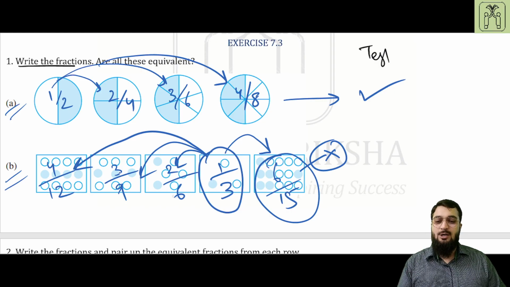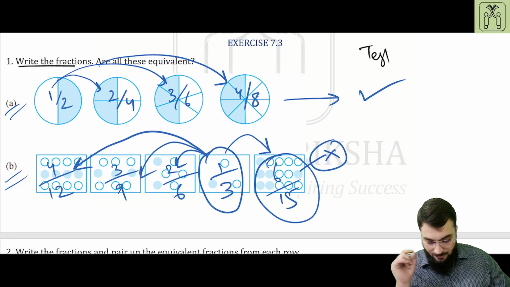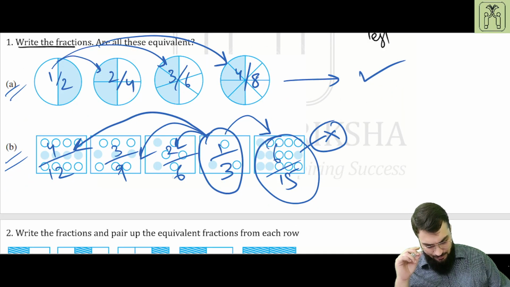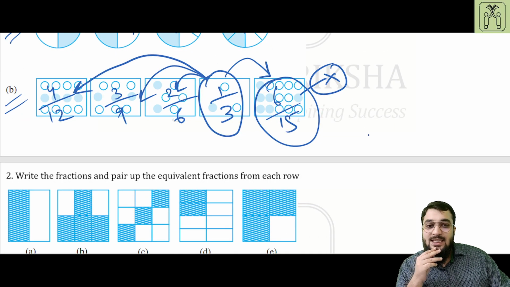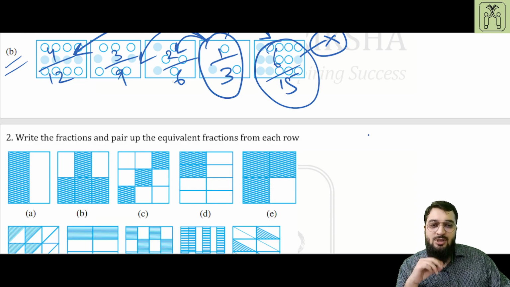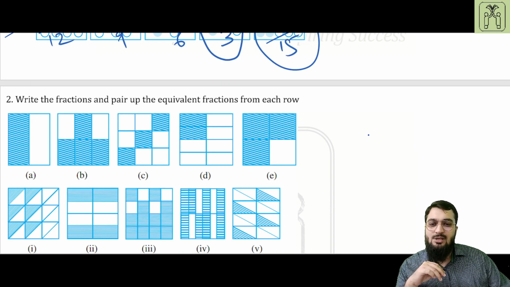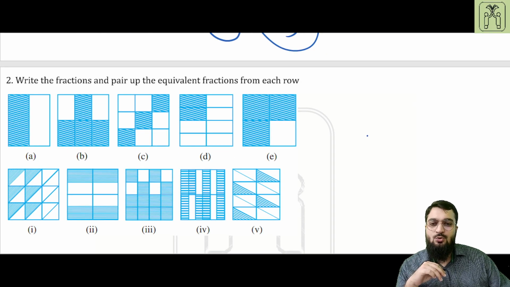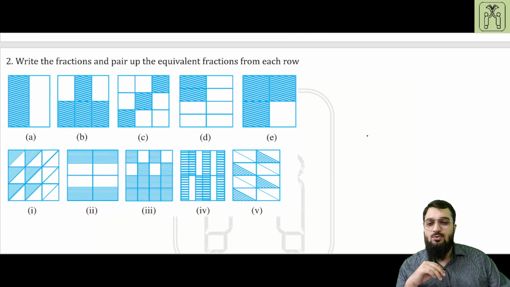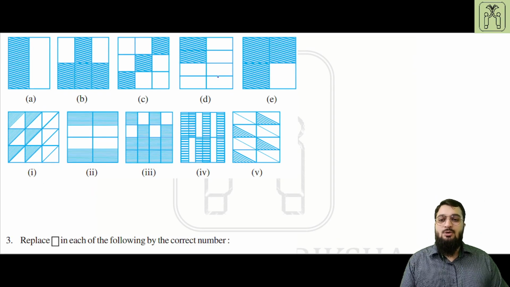So if we talk about part B, the first four figures represent equivalent fractions, but because of the last figure, the fifth figure, the equivalence is not confirmed, and therefore part B, all the figures are not equivalent. Coming to question number 2. Just 5 seconds. Till that time you can write whatever I've said, and we'll just begin in a 2, 3, and go. Now, coming to question number 2.